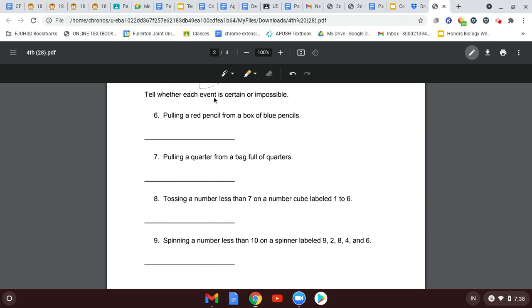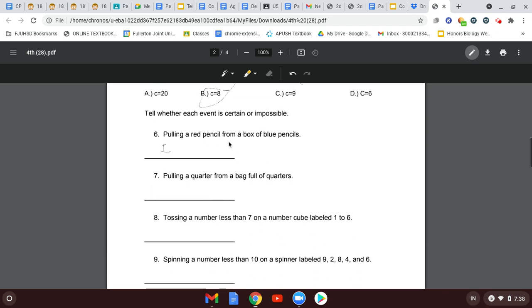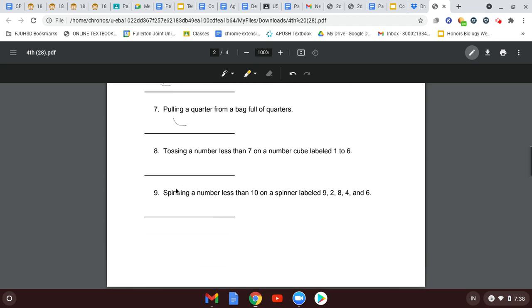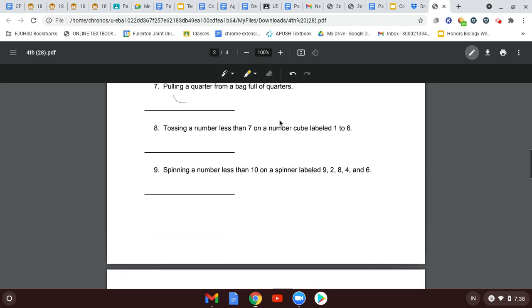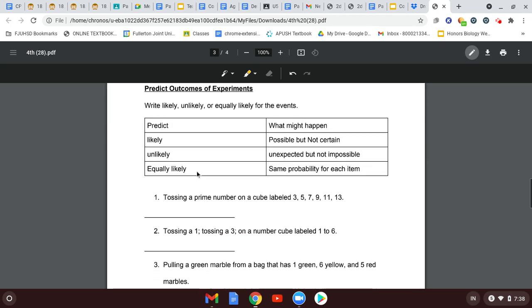Okay. So we're trying to find out whether the event is certain or impossible. Number 6, pulling a red pencil from a box of blue pencils. There are no red pencils inside the box. Is it possible to pull out a red pencil? That's definitely impossible. Number 7, pulling a quarter from a bag full of quarters. Can you pull a quarter from a bag full of quarters? That's definitely certain. Tossing a number less than 7 on a number cube, like 1 to 6. There is no 7, so that's impossible. You can do the last one on your own.